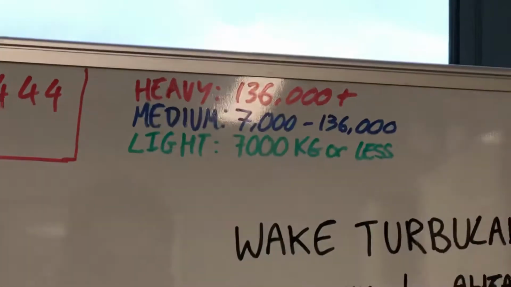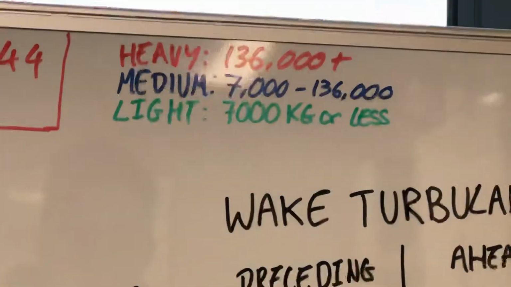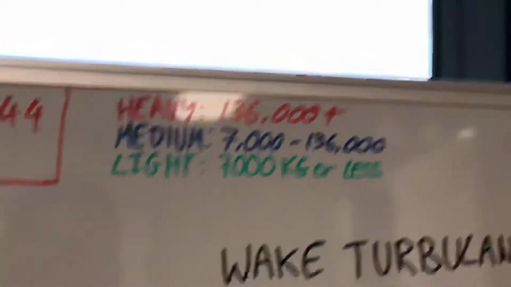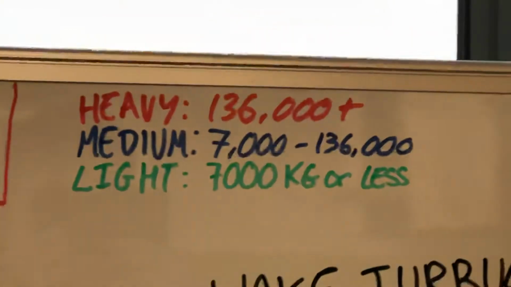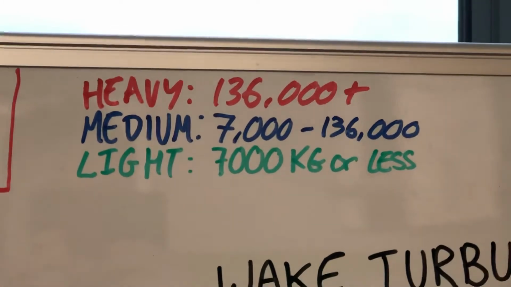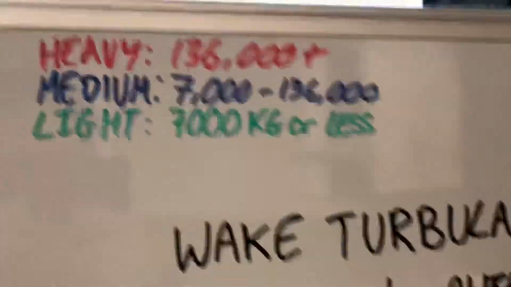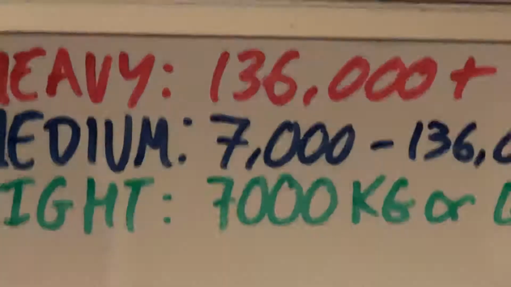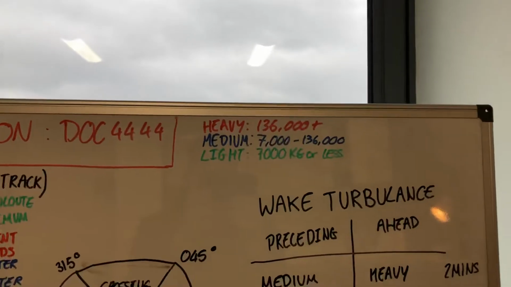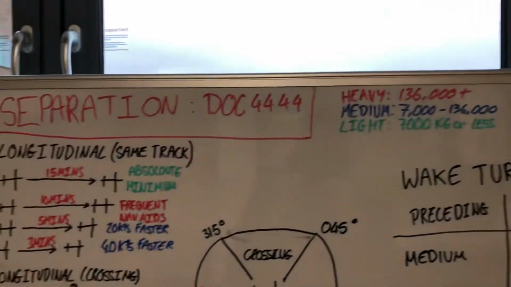So separation, air law, document 4444, and these are basically the facts you need to know for the exam. You've got the aircraft classes up here. Obviously, remember these because there's questions that just ask purely for the numbers, and they also come into other questions, certainly with wake turbulence, we'll get onto that later. But if you don't know these, then you are pretty screwed, so you need to get them in your head.